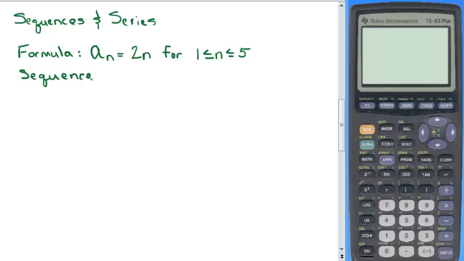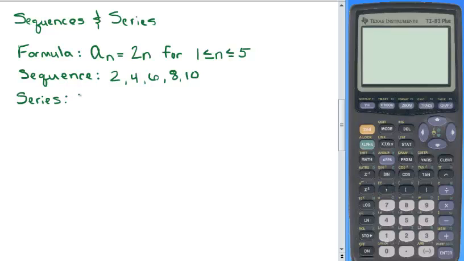Let's take a look at sequences and series. Given the formula a sub n is equal to 2n for the natural numbers between 1 and 5 inclusive, we generate a sequence of 2, 4, 6, 8, and 10 simply by plugging in the natural numbers 1, 2, 3, 4, and 5 in for n in 2n.